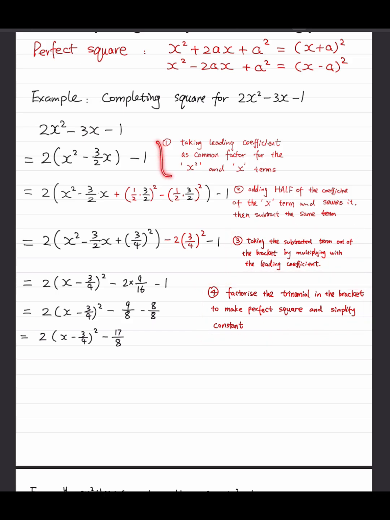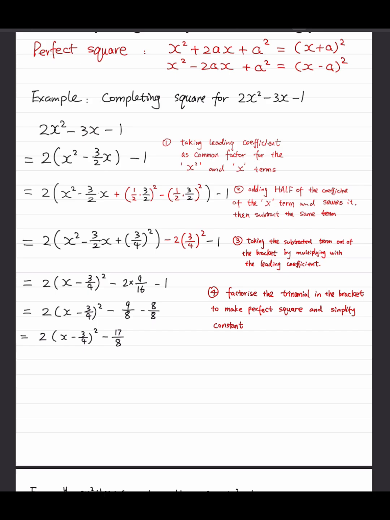So step one, you've got to take the leading coefficient as a common factor for the x squared terms as well as the x terms. So what I do here is I'm taking the 2 out of not just the x squared term, but these two terms together. Which means the leading term only has a monic x squared left. For the second term, the minus 3x, because I've taken 2 out, you have a remaining factor being 3 over 2.